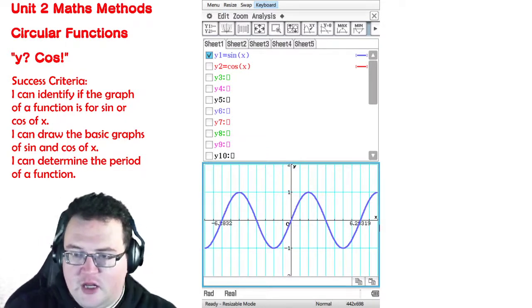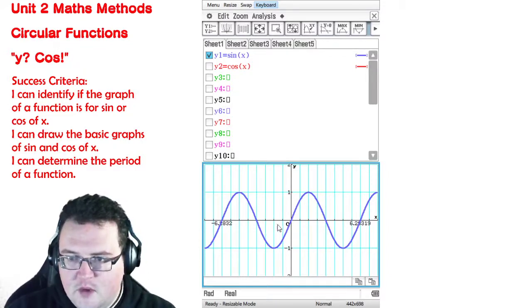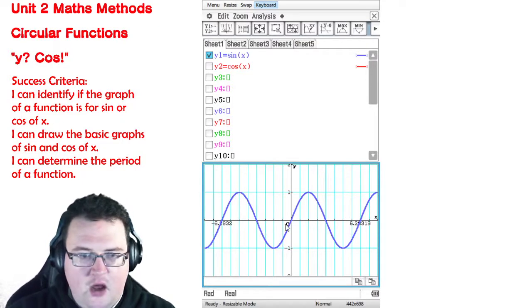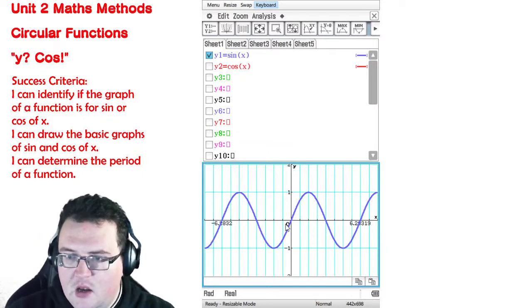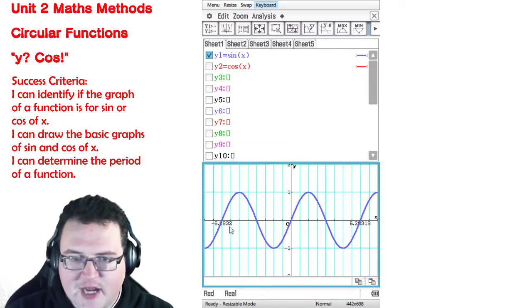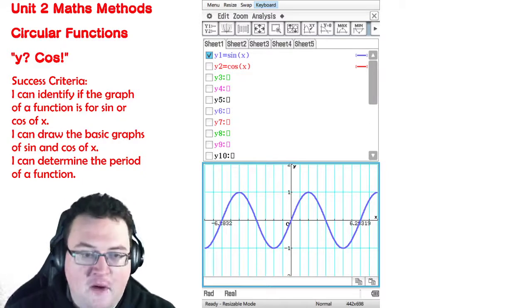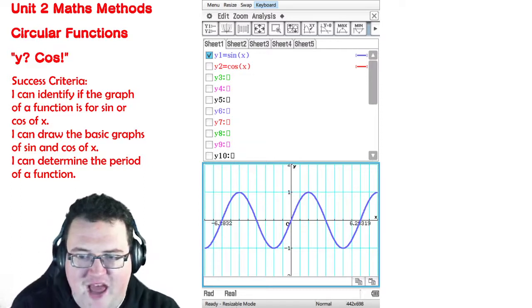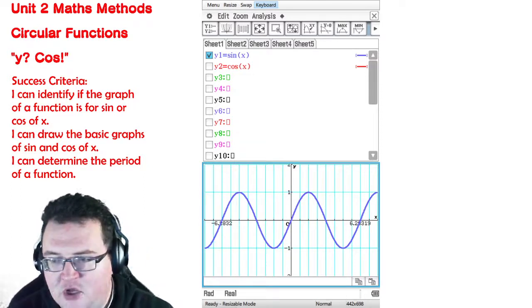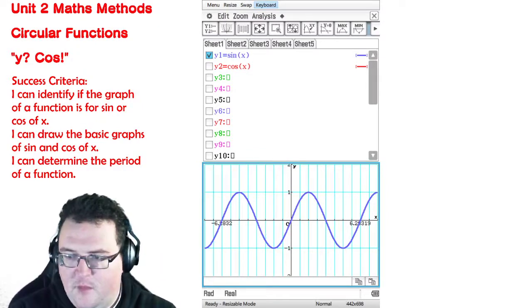The important thing to realize is that this graph is infinite. It has a domain of negative infinity to infinity, so that covers all real numbers. This graph does not stop. It will keep repeating itself in the same way, in the same shape, forever. However, its range is restricted. We have here a minimum value of minus one and a maximum value of one. So the range would be from minus one to one.